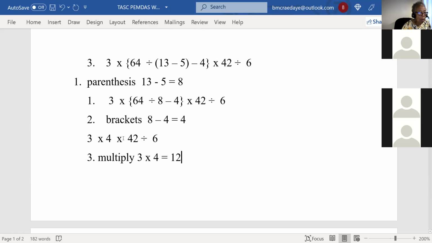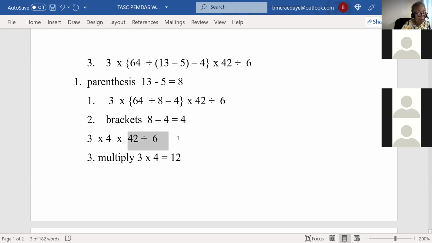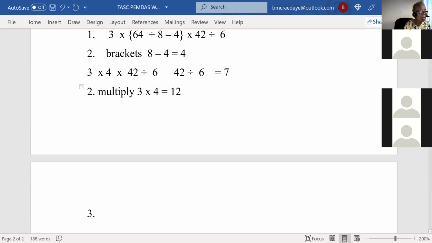Well, no, 12 times... you've got to do the 42 divided by 6 because you're doing multiplication and division from left to right, but this is a division. So this would be 42 divided by 6, which would be 7. Yes, that's right. 42 divided by 6 is equal to 7. And then you do the multiplication.